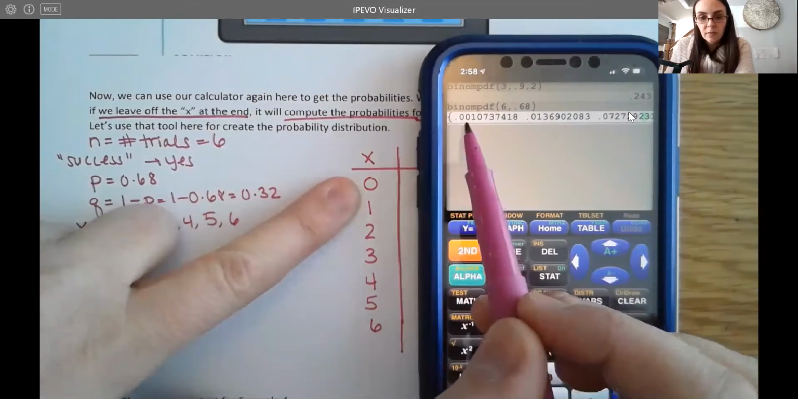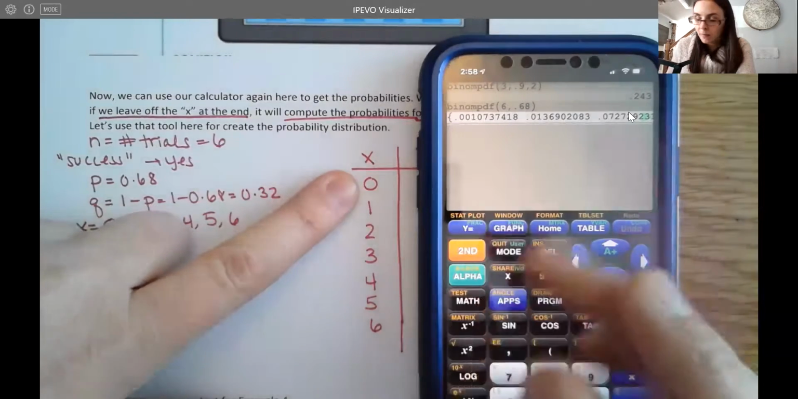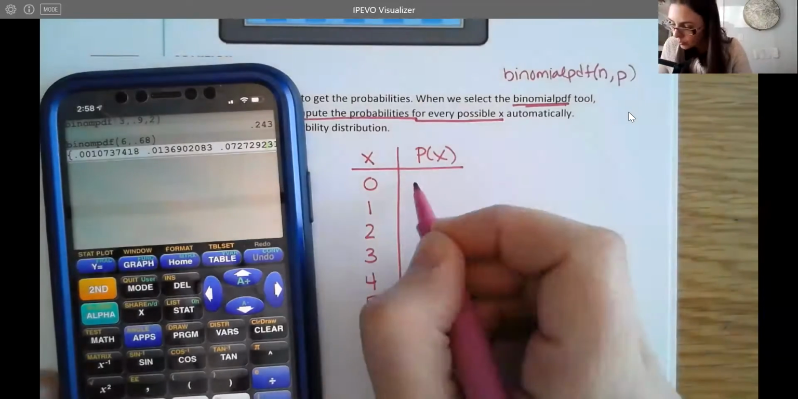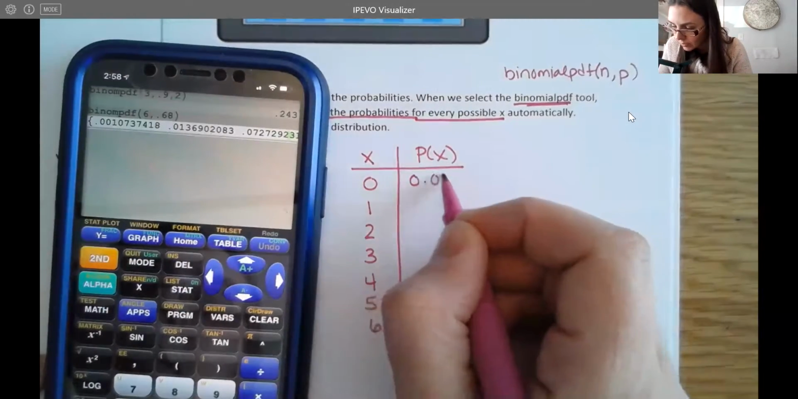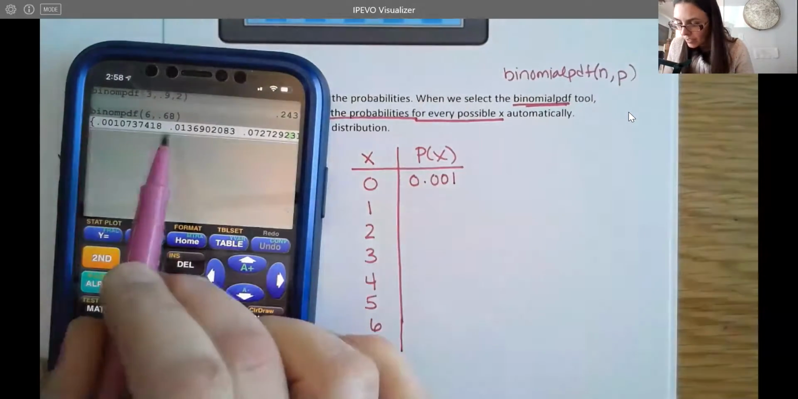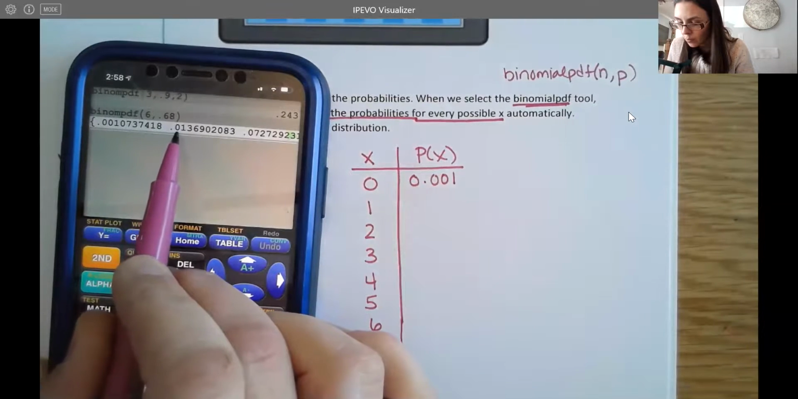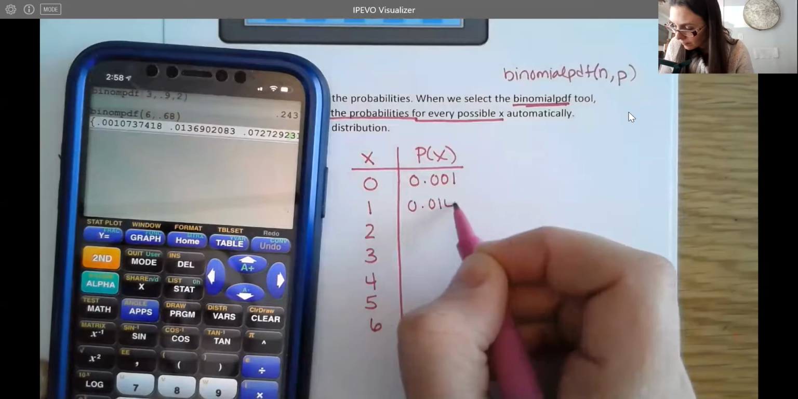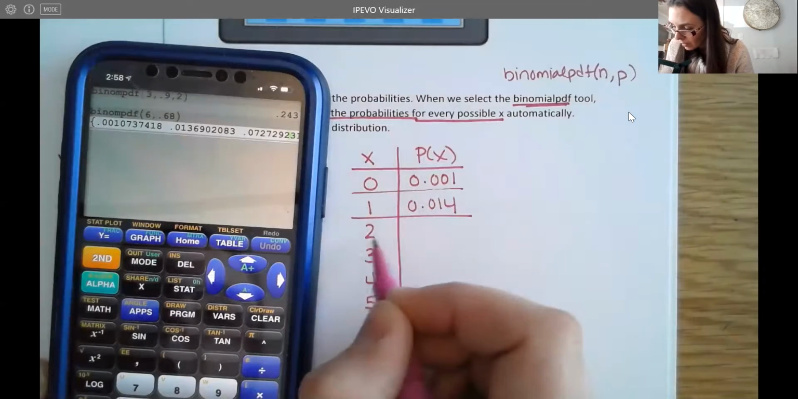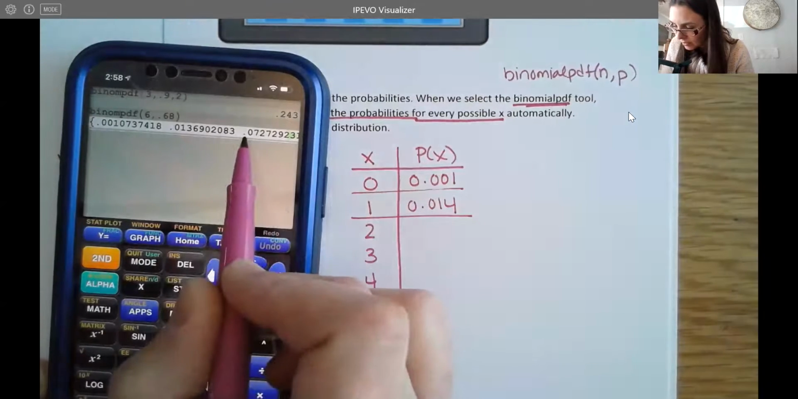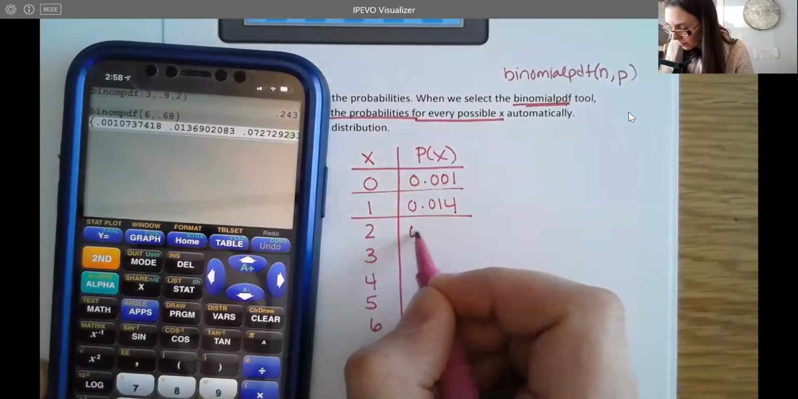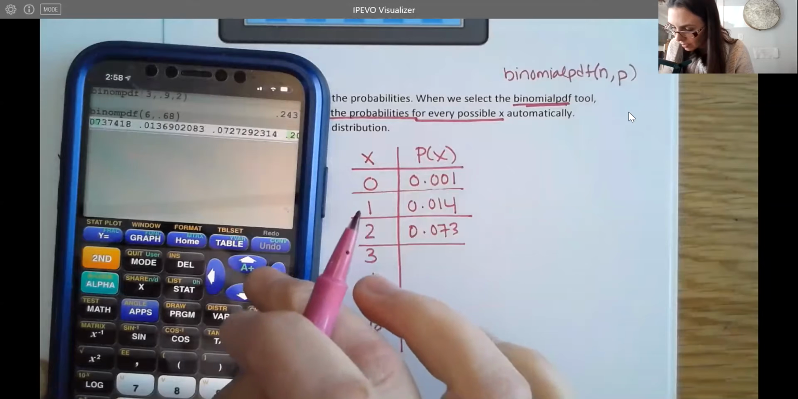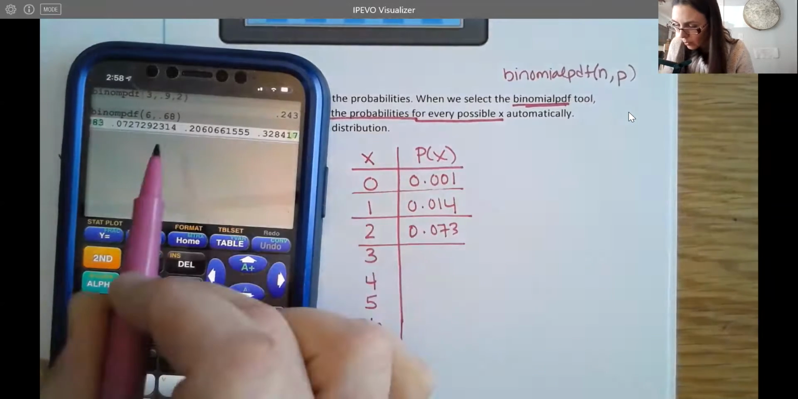So this first value here is for x is 0. So let's see, your book uses about 3 decimal places. So we'll do the same. So 0.001. The next value is about 0.014 if I round. Then for the next one, 0.073. Okay, use my arrow key. 0.206.